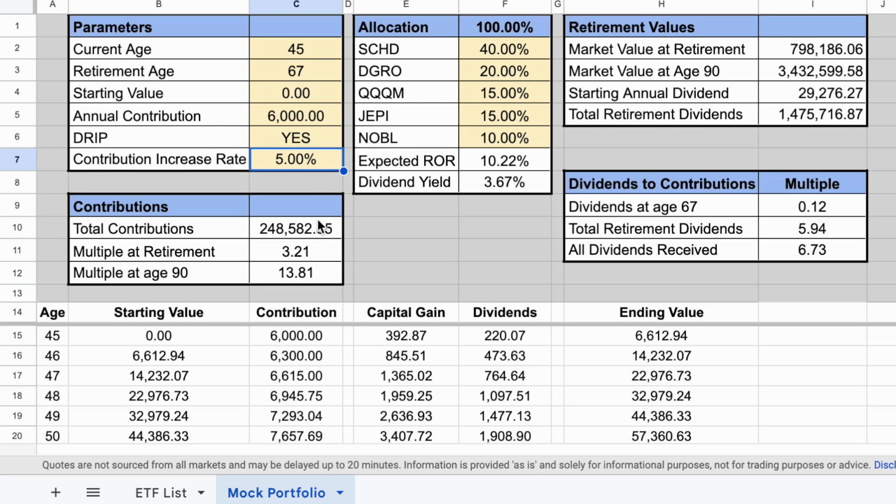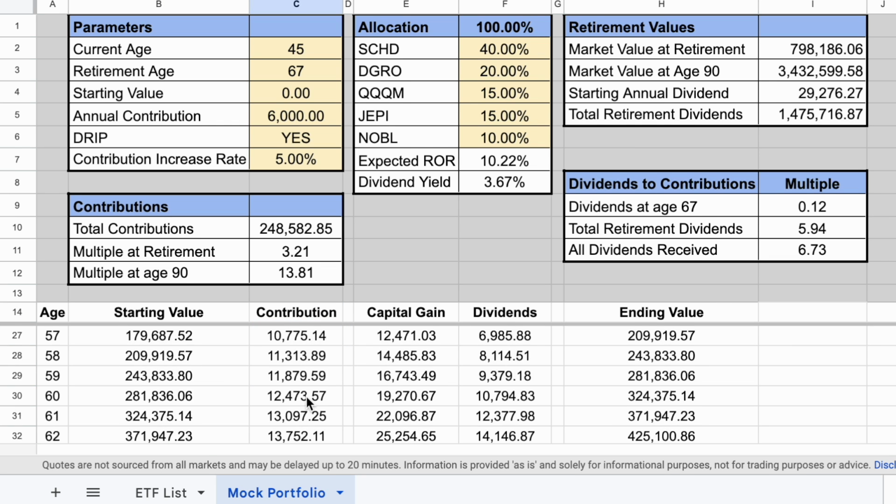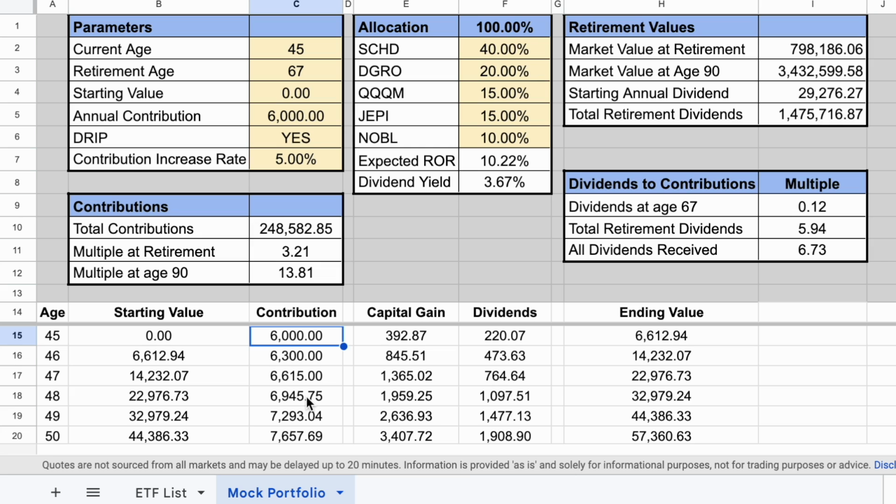The final change is a slight modification to the data table at the bottom of the spreadsheet. I changed the starting value column to now only show the starting value of the portfolio for each year. In the prior spreadsheet, this value was inclusive of the contribution amount. The contributions are now shown as a separate value in column C, so you can better see how much you would be contributing to this portfolio each year. This information is more valuable now, with the inclusion of the ability to increase the contribution rate.